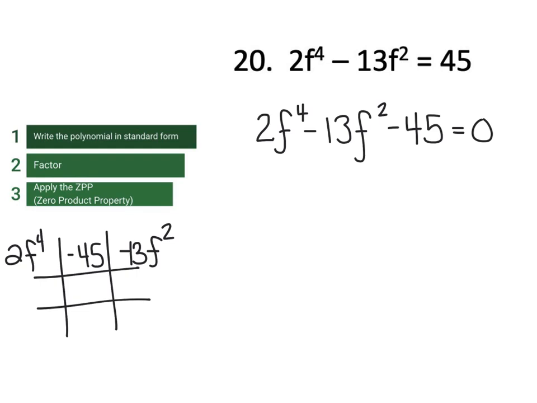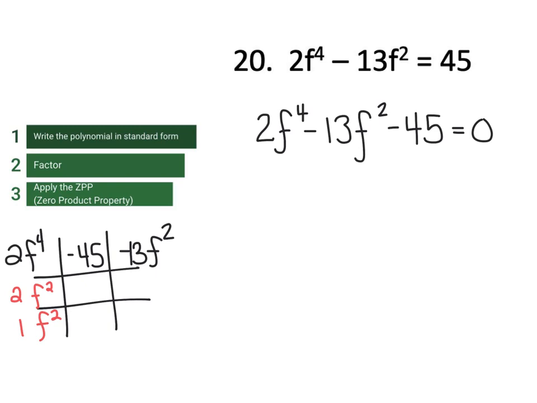Now your factors of 2f to the 4th, well, coefficient would be 2 and 1, and then it would have to be f squared and f squared. Don't ever do like f to the 3rd and f to the 1st, where that would equal f to the 4th. It's never going to add to f squared in the middle, okay? So you need them to match here.